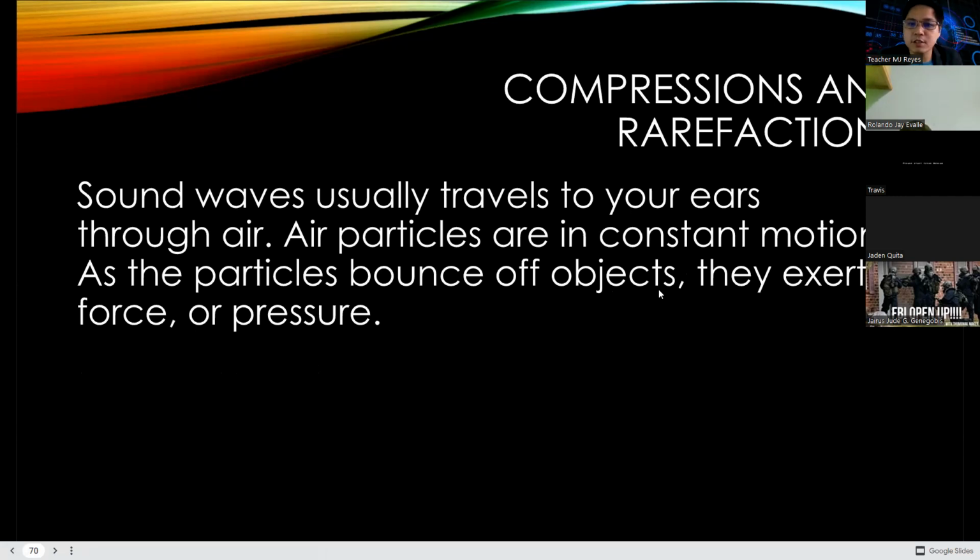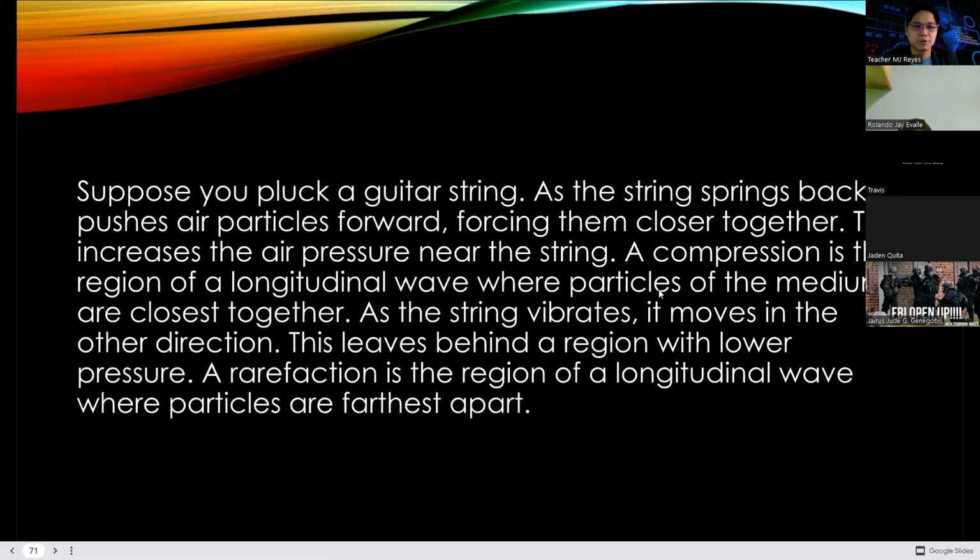Sound waves usually travel to ears through air. Okay? Air particles are in constant motion. As particles bounce off objects, they exert a force or a pressure. Okay? Suppose you pluck a guitar string. As the string springs back, it pushes air particles forward, forcing them closer together. This increases the air pressure near the string. Okay? A compression is a region of a longitudinal wave where particles of the medium are closest together.